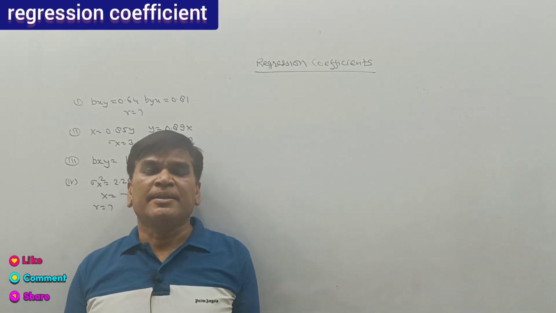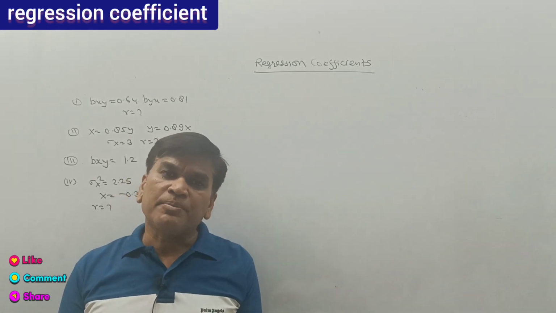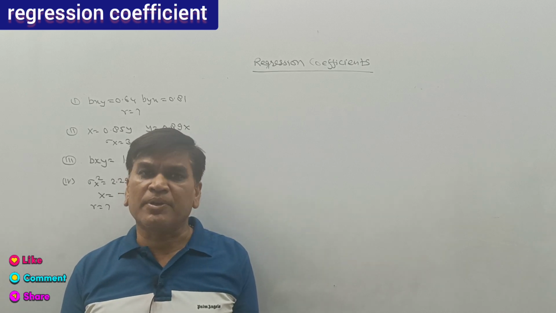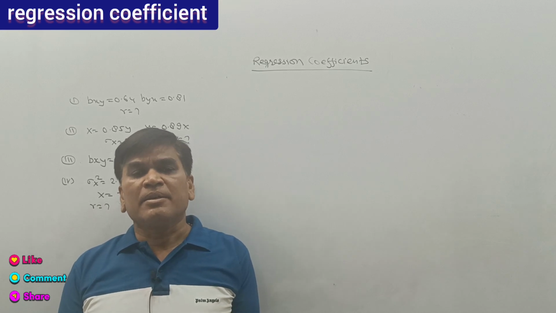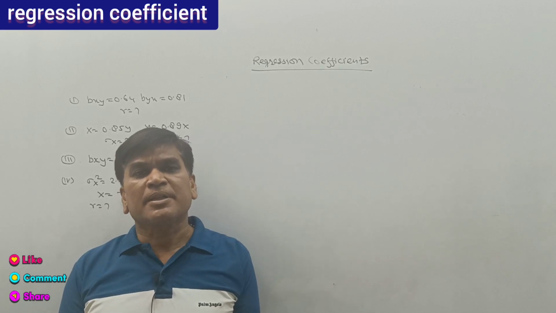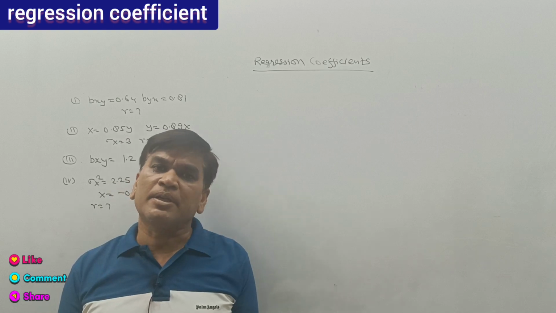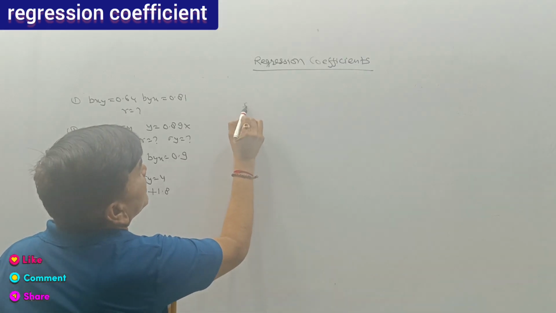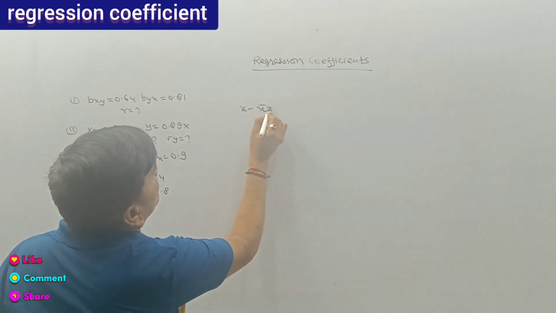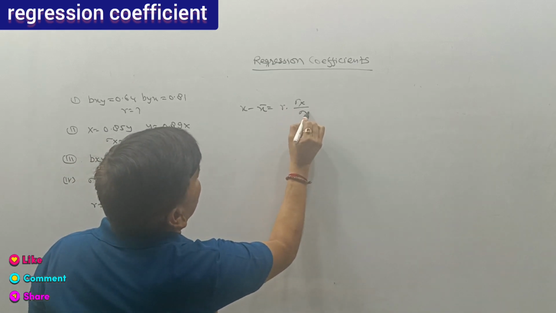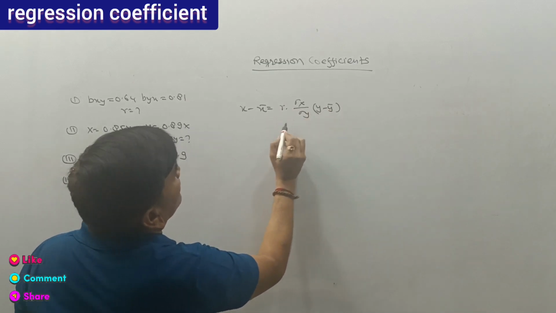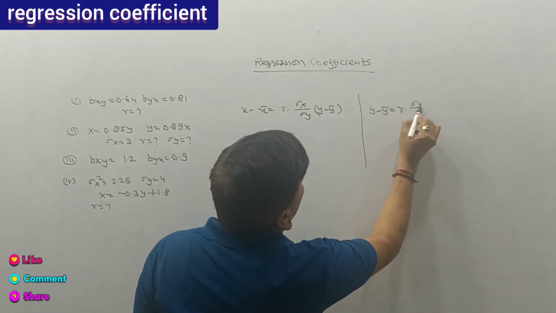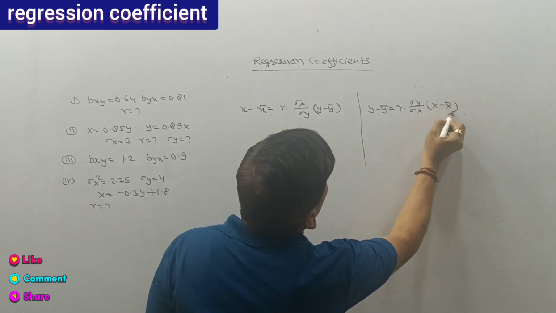Welcome once again. We already know there are two types of regression equation: the first is x on y, and the second is y on x. In the previous video we discussed how to calculate the x on y equation as well as the y on x equation. The x on y equation was x minus x bar equals r times sigma x over sigma y times y minus y bar, and the y on x equation is y minus y bar equals r times sigma y over sigma x times x minus x bar. Already we have discussed this.